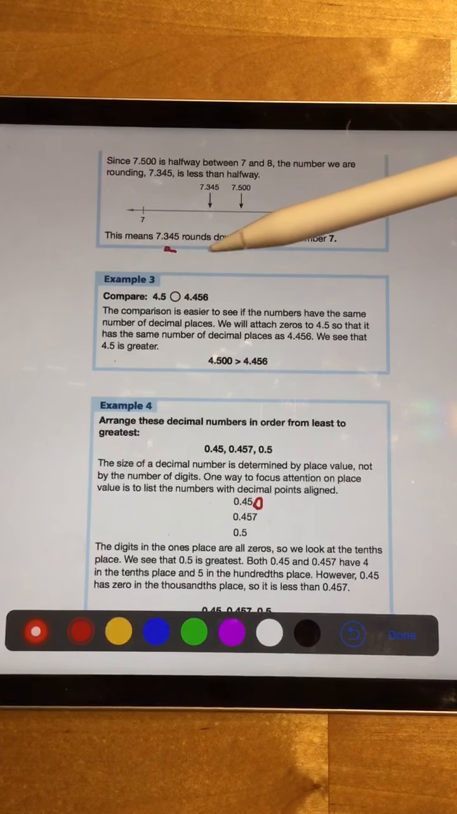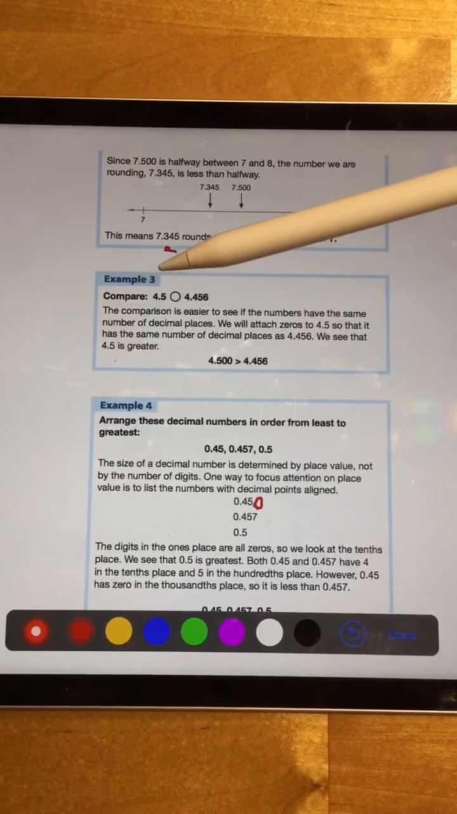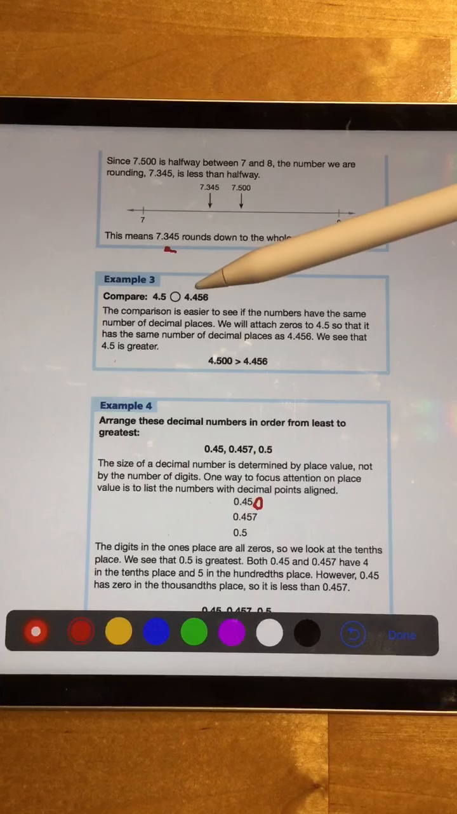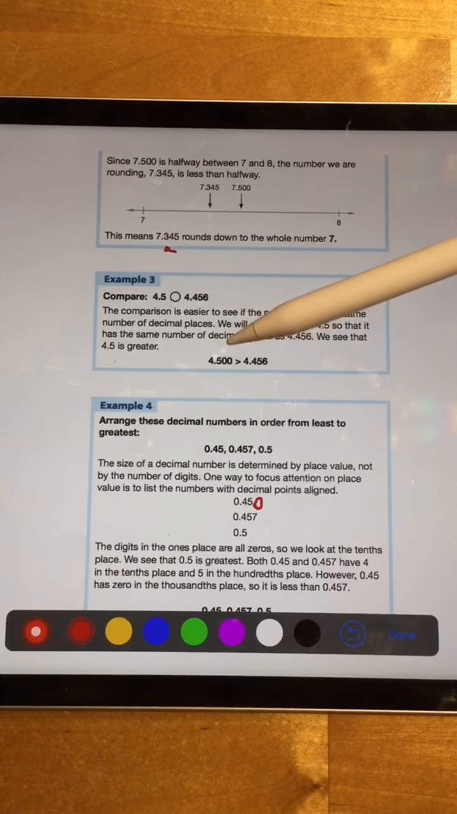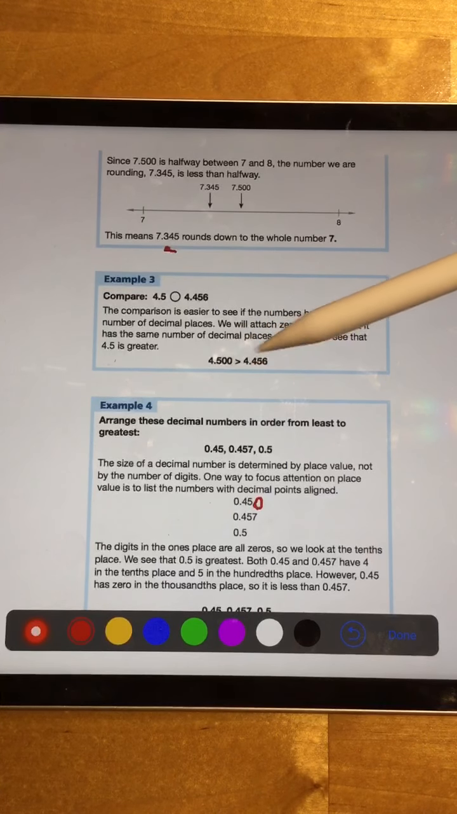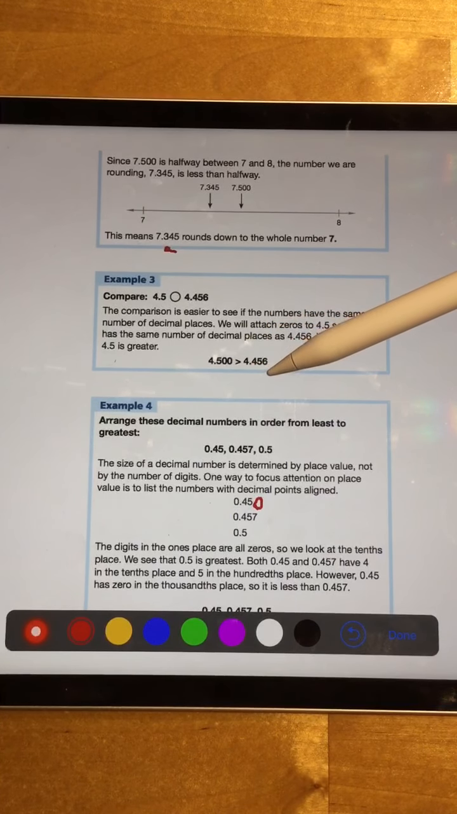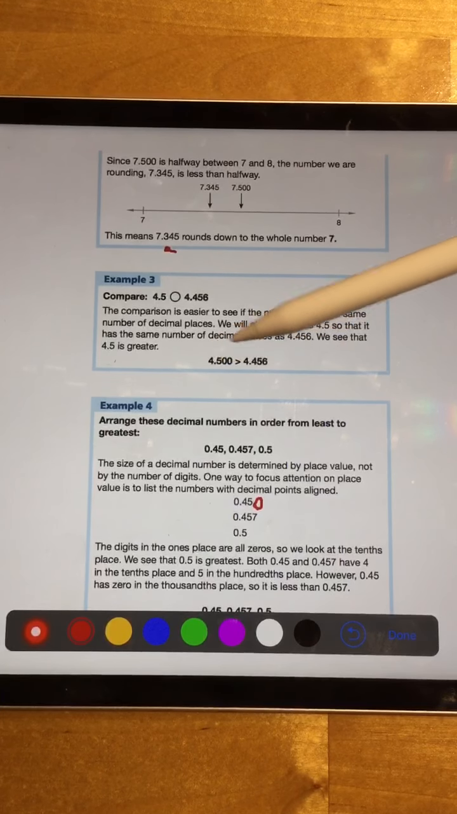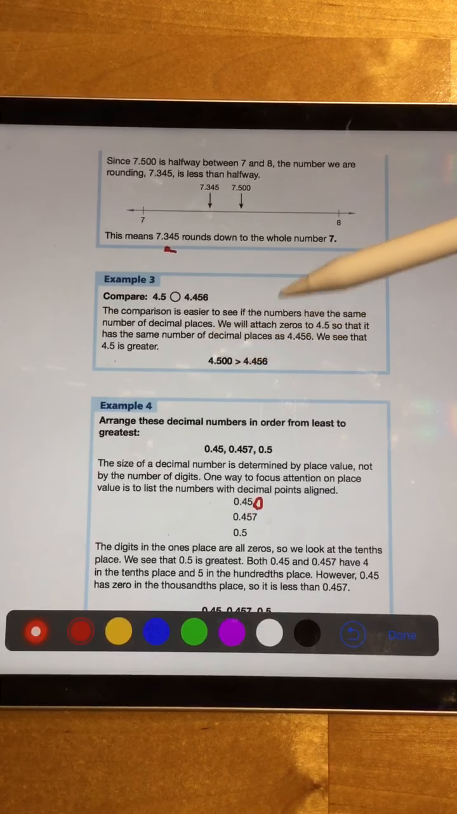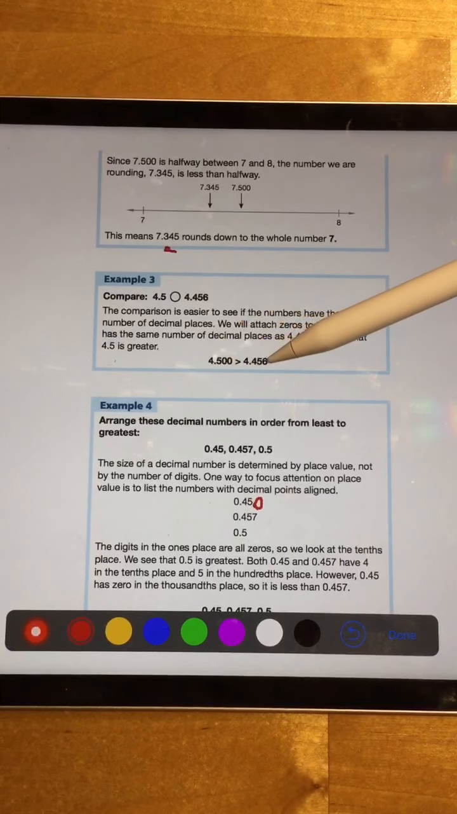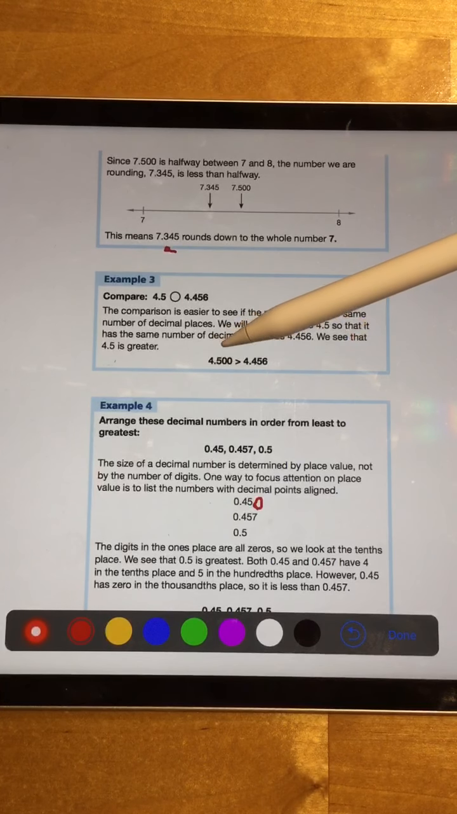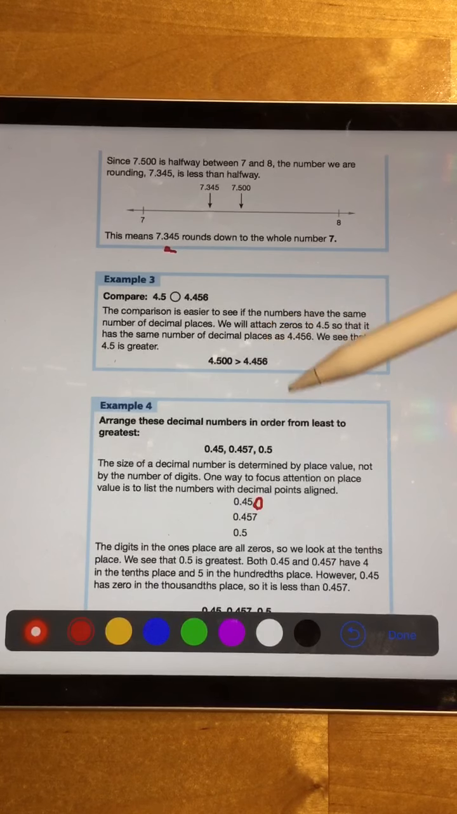that will guide you. All right, we are looking at comparing 4 and 5/10ths to 4 and 456 thousandths. So as you can see down here, they put the zeros. So if I'm comparing 500 to 456, I know that 500 is larger, so I know that 4 and 500 thousandths is greater than 4 and 456 thousandths.